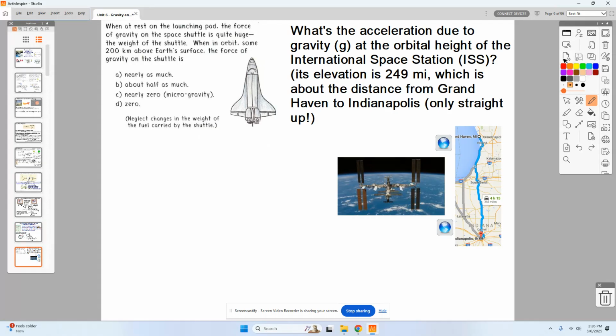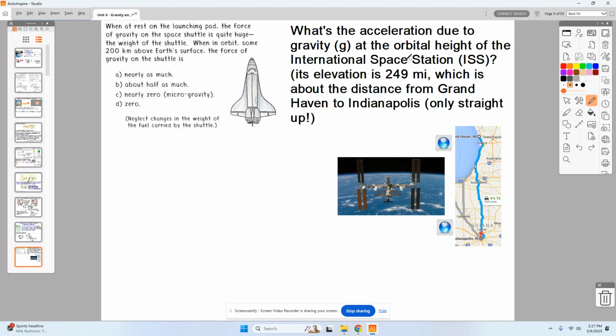What's the acceleration due to gravity up there? Orbital height. It's orbiting about 249 miles above the surface of the Earth. Now that distance is about from Grand Haven to Indianapolis. Now Indianapolis is straight south. This one is not north, it's straight up, right? So the ISS is orbiting at an elevation of 250 miles-ish.